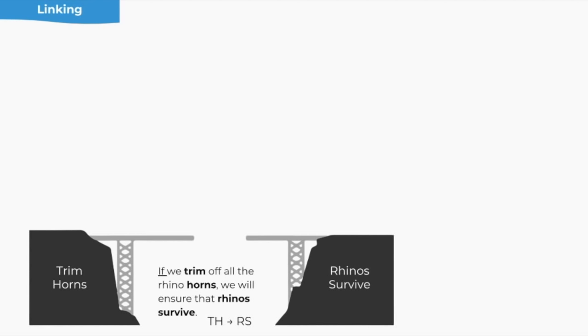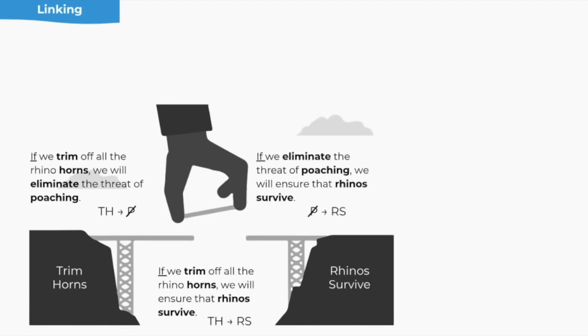If we put this into a real example, maybe we're trying to get from trimming rhino horns to the rhinos surviving. So maybe their conclusion looks something like, if we trim off all the rhino horns, we will ensure that rhinos survive. And then they give you a premise that says, if we trim off all the rhino horns, we will eliminate the threat of poaching, and ask you to find the missing piece in that argument. So since the missing piece is the part that will get you across the gap, we'd be looking for something like, if we eliminate the threat of poaching, we will ensure that rhinos survive. If we take the premise plus the assumption, put them together, then we would get to that conclusion. And so that's like a linking assumption.